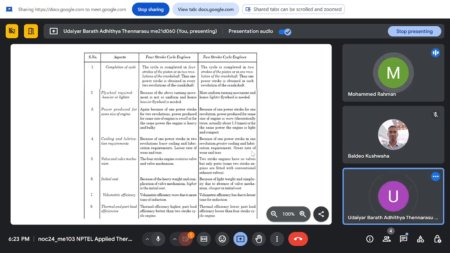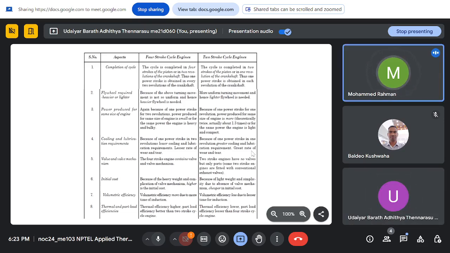Is it clear? Okay, but in the point, it's telling turning moment above the turning moment.